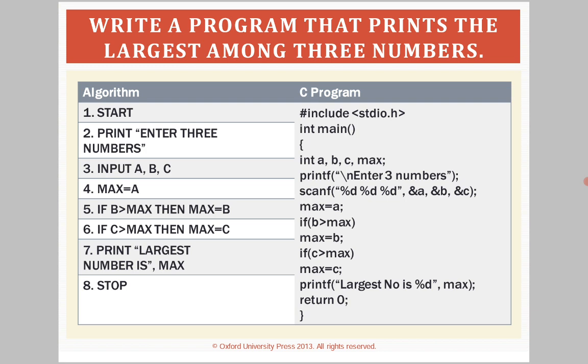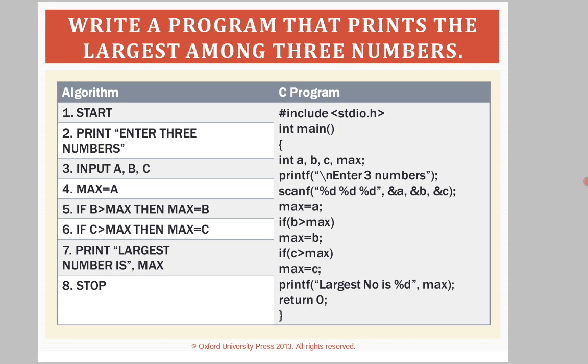So the corresponding C program is: #include <stdio.h>, int main(), int A, B, C, max; printf("\nEnter three numbers"); scanf("%d", &A, &B, &C); max = A; if B is greater than max, then max = B; if C is greater than max, then max = C; printf("Largest number is %d", max); return 0. So this is the corresponding C program to find the maximum of three given numbers.